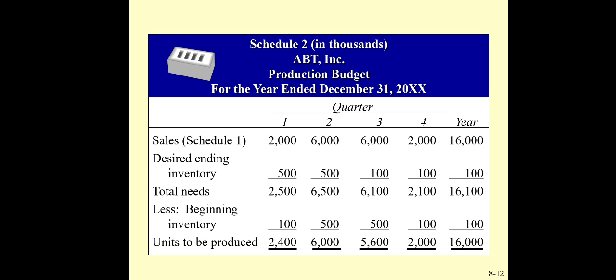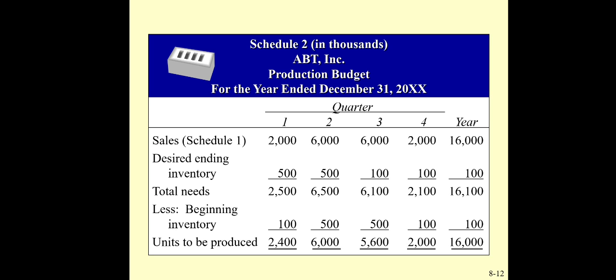The number of the desired ending inventory depends on the situation. Some companies want to maintain the same quantity of ending inventory every quarter or every month. Other companies want to keep the ending inventory based on a percentage of the next month's sales, or a percentage of the current month's sales. So the number is not fixed. Always remember, if you have to do this budget, you have to read the question properly and carefully, and check what the policy of the company is related to the ending inventory.